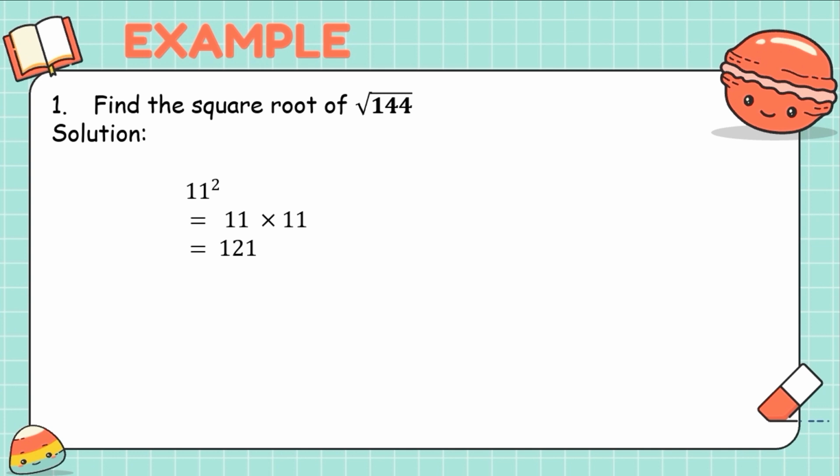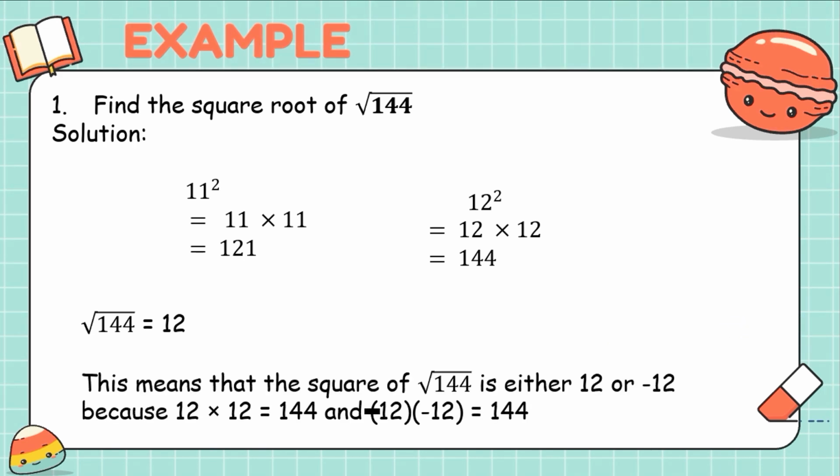Next, let's try 12. If we square 12 by multiplying it by itself, 12 times 12, we get 144. This means that the square root of 144 is 12. Therefore, the square root of 144 is either 12 or negative 12, because 12 times 12 is equal to 144, and negative 12 times negative 12 is equal to 144.